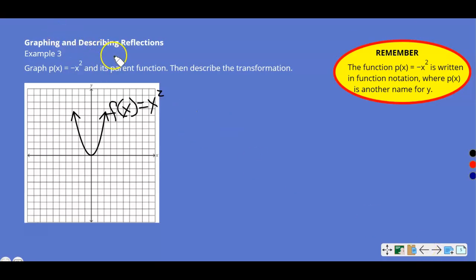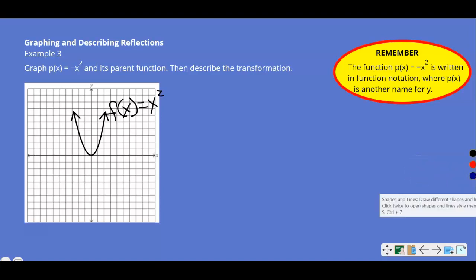All right, graphing and describing reflections. Example 3, graph p of x equals negative x squared and its parent function. So you can see again, I've already graphed its parent function. f of x equals x squared is a parabola that goes through (0, 0), (-1, 1), and (1, 1). So 3 points, you can sketch that curve. Then describe the transformation. Remember, a function p of x equals negative x squared is written in function notation where p of x is another name for y. So again, that's just repeating what I said on the first slide.